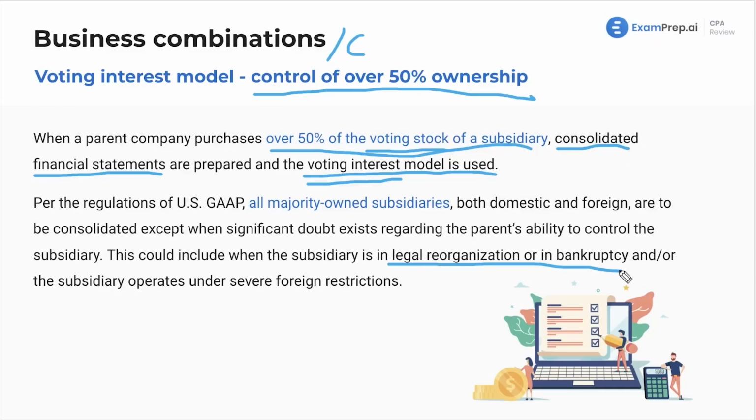When do you not use either the equity or the consolidation method? It's when you're in bankruptcy or there's severe foreign restrictions. So there's a couple instances in which we would not use the appropriate method. In this case, if we are owning over 50%, the appropriate method would be the business combination consolidation route.